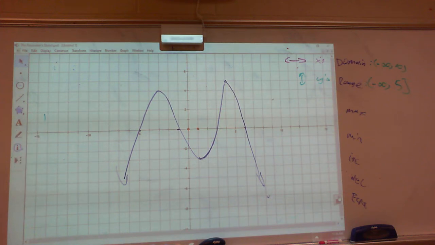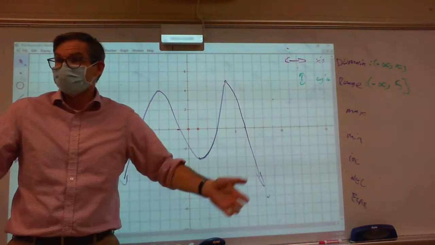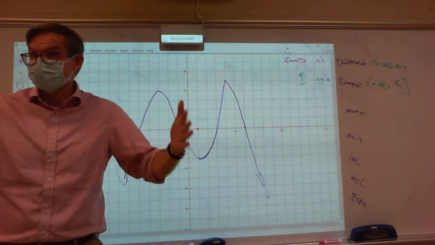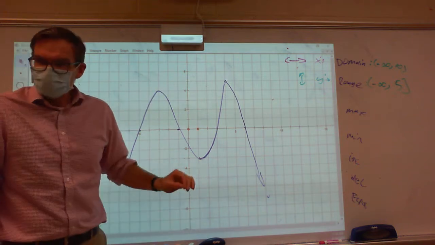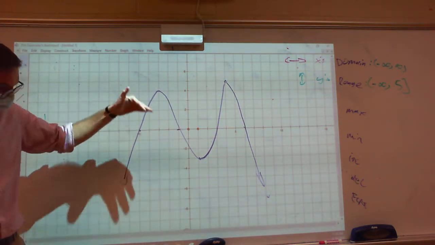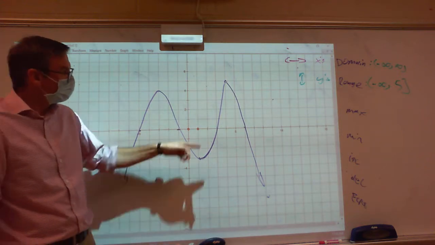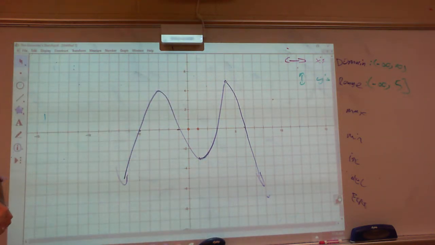We've got domain and range. So domain, for every polynomial, is negative infinity to positive infinity. There are no restrictions. There's nothing that stops it going all the way left and all the way right. As far as range goes, you have to look at the picture and ask, how low does it go? In this case, it goes all the way down. How high does it go? Well, the maximum y value is 5, and so that's where I get our range.